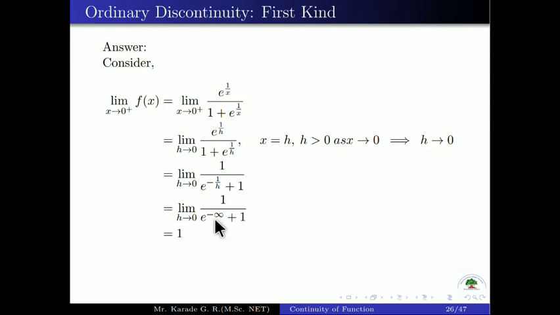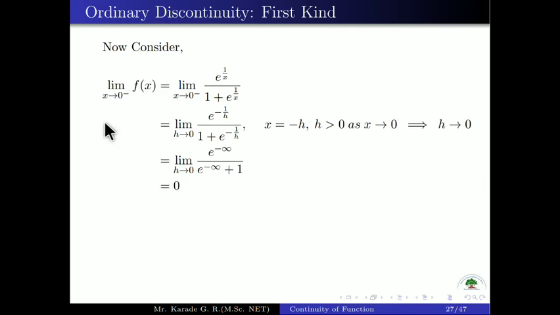E raised to the power minus infinity has value 1 upon e raised to infinity. E raised to infinity is infinity, and 1 upon infinity is 0. So it is 1 upon 0 plus 1, which is 1. So this limit has value 1. Thus the limit of f(x) as x tends to 0 plus is equal to 1.